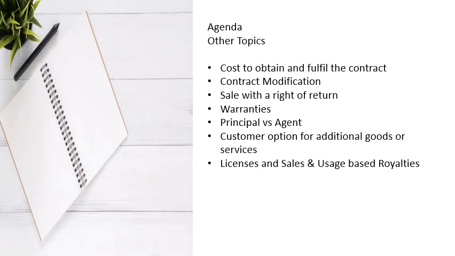In today's session, we will cover the multiple topics covered under the five-step model of IFRS 15 Revenue from Contracts with Customers. The topics are cost to obtain and fulfill the contract, contract modification, sale with the right of return, warranties, principal versus agent, customer option for additional goods or services, licenses, and sale and usage-based royalties.